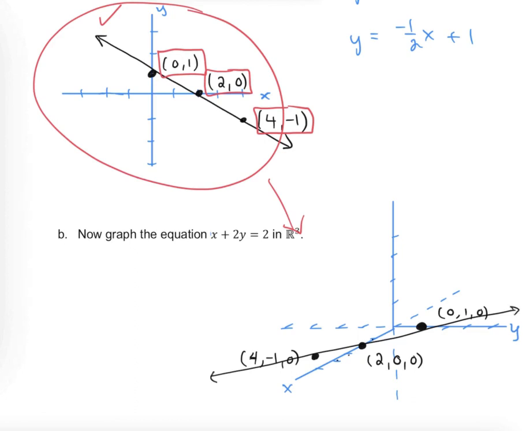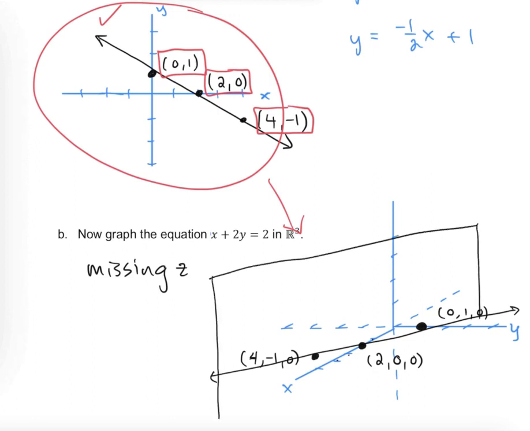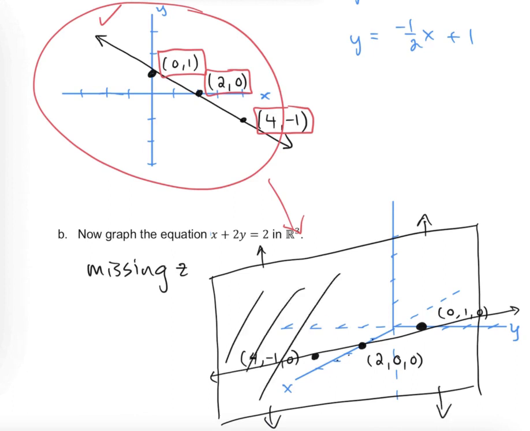But since we are missing the variable z, right, z is missing, that means we're going to extend this line infinitely in the direction of z. So we basically just fly this up and extend it in the direction of z. So we go up like this and down like that. So because we have that missing z variable, this graph is going to correspond to a plane.